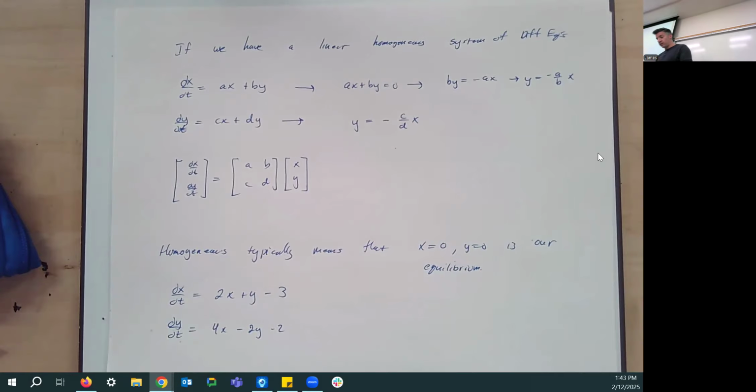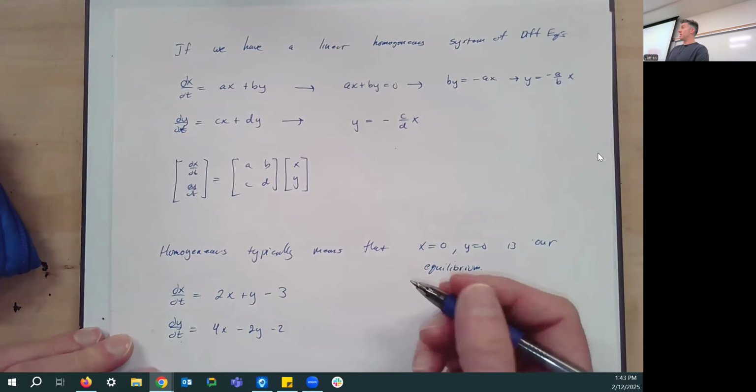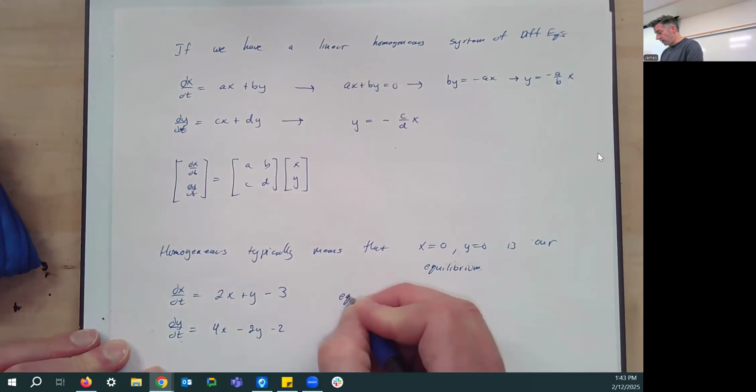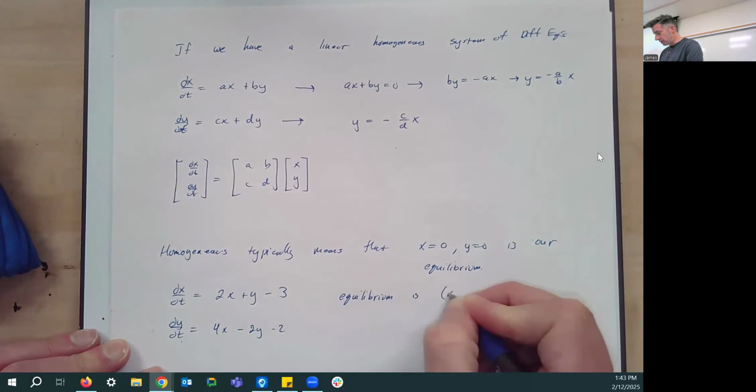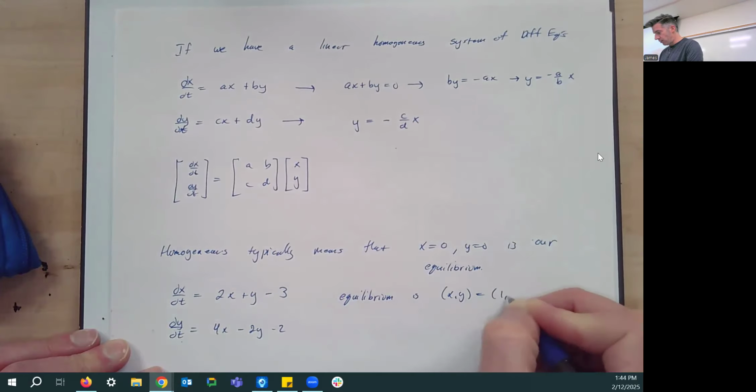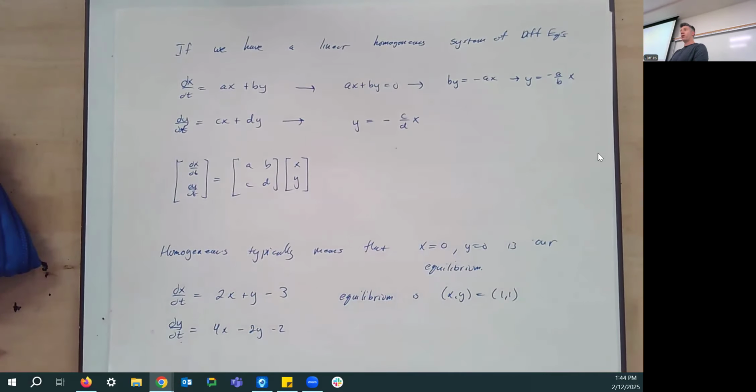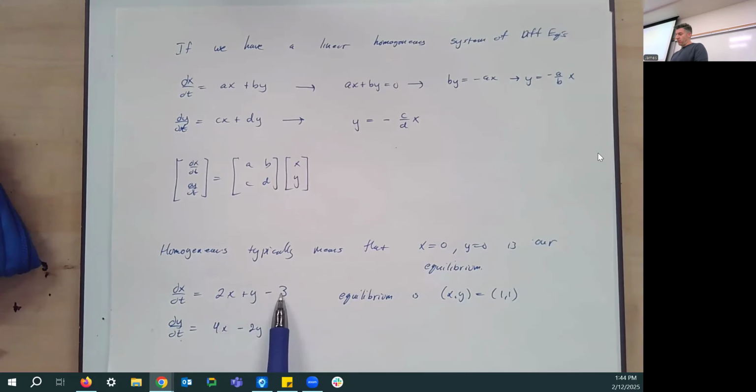I will point out that in this example, because I made it up to be easy, the equilibrium is the point x, y equal to 1, 1. You plug in 1 for x and 1 for y, you're going to get 2 plus 1 minus 3, which is 0, and 4 minus 2 minus 2, which is 0.